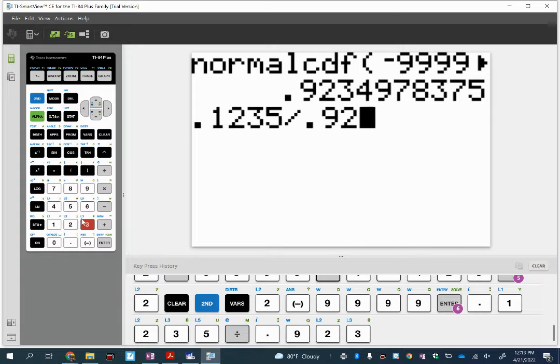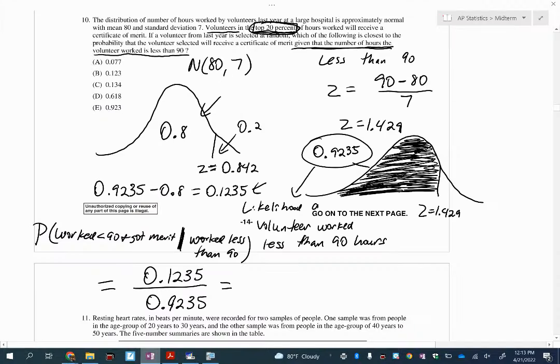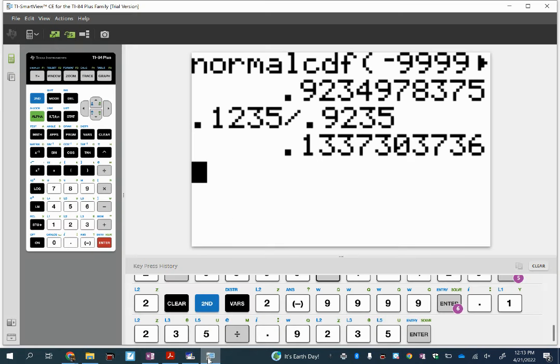So basically, skim over it. Wait. So it's like 0.134, about 0.134, which is C. So who made that? Yes. I just divided 0.1235 by 0.9235.